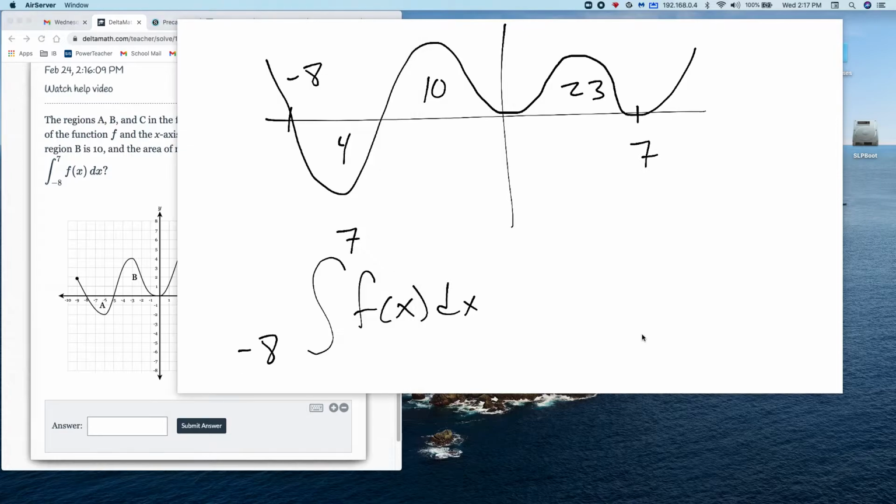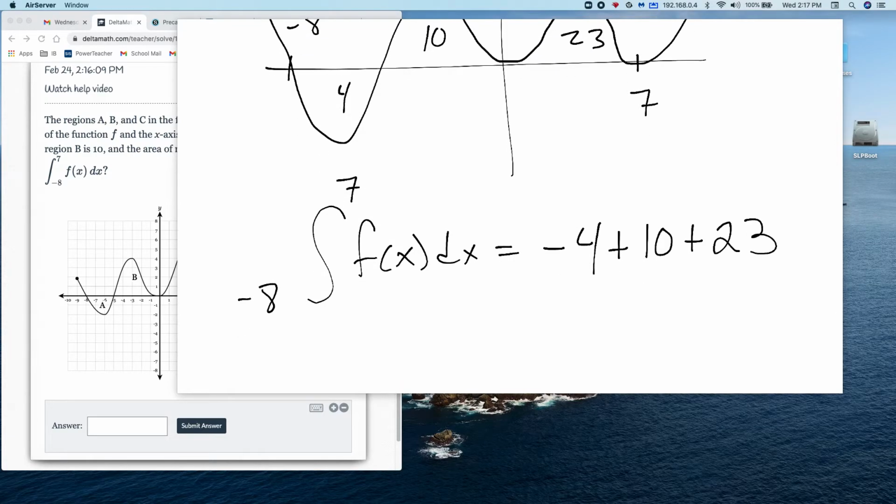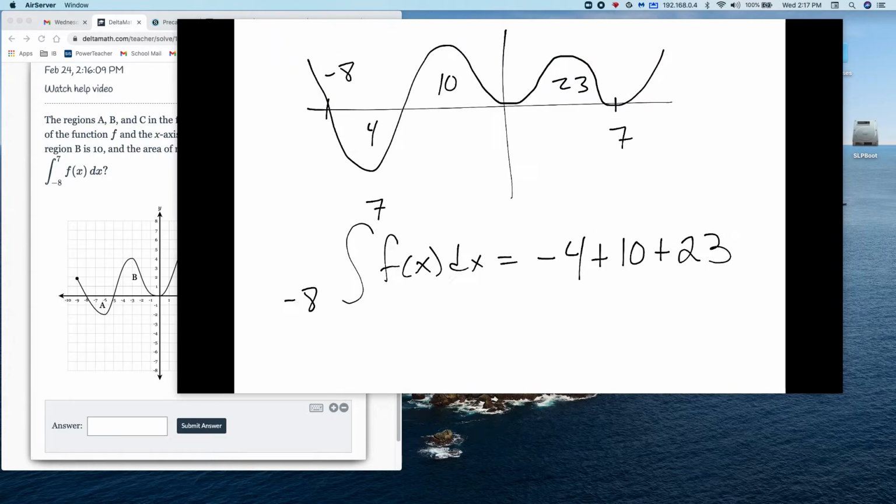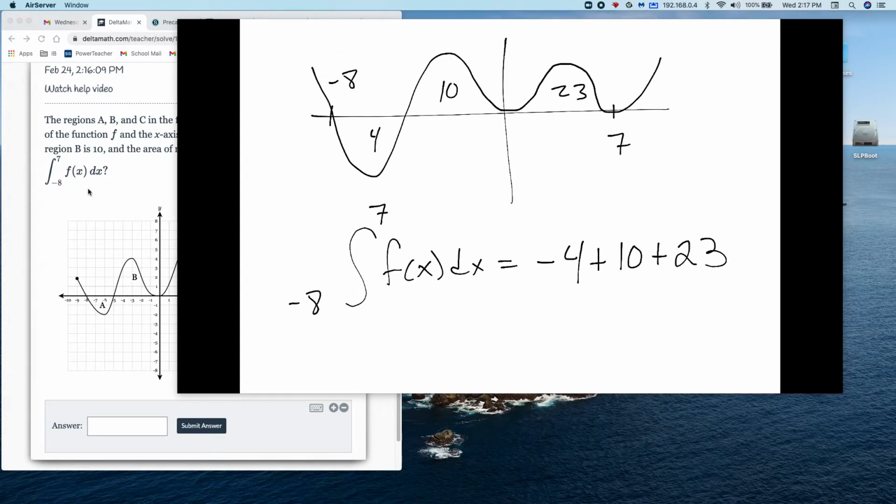So here's kind of what we have. If you think about what's happening, we have that 4, which is below the x-axis, so that's really negative space, because that's a decreasing amount of space. Then we have the 10, which is an increasing amount of space. Then we have the 23, which is another increasing amount of space. So altogether, if we add those up, we would get whatever that works out to be. I'll let you finish that, but that's the idea that we're looking at.